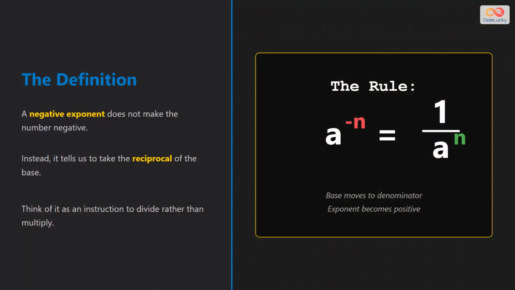First, let's define what a negative exponent actually means. It does not mean the number itself is negative. Instead, a negative exponent is an instruction to take the reciprocal of the base. Think of it as repeated division rather than multiplication. As shown here, a to the power of negative n is equal to 1 divided by a to the power of positive n. The base moves to the denominator.